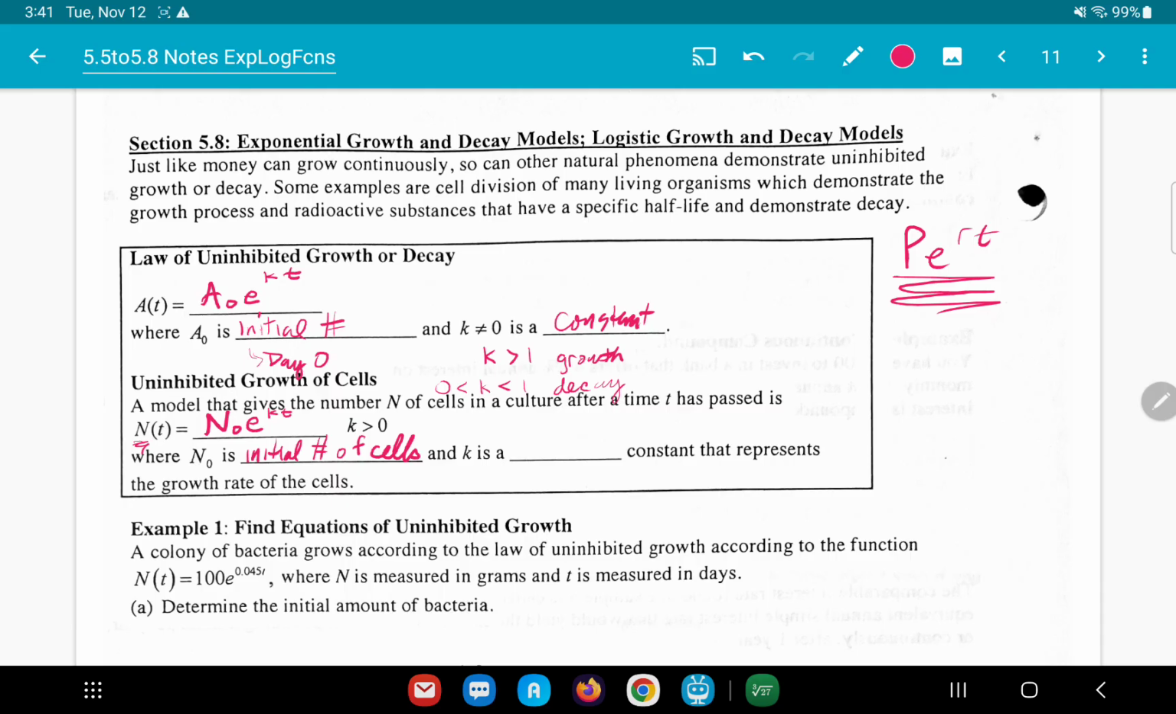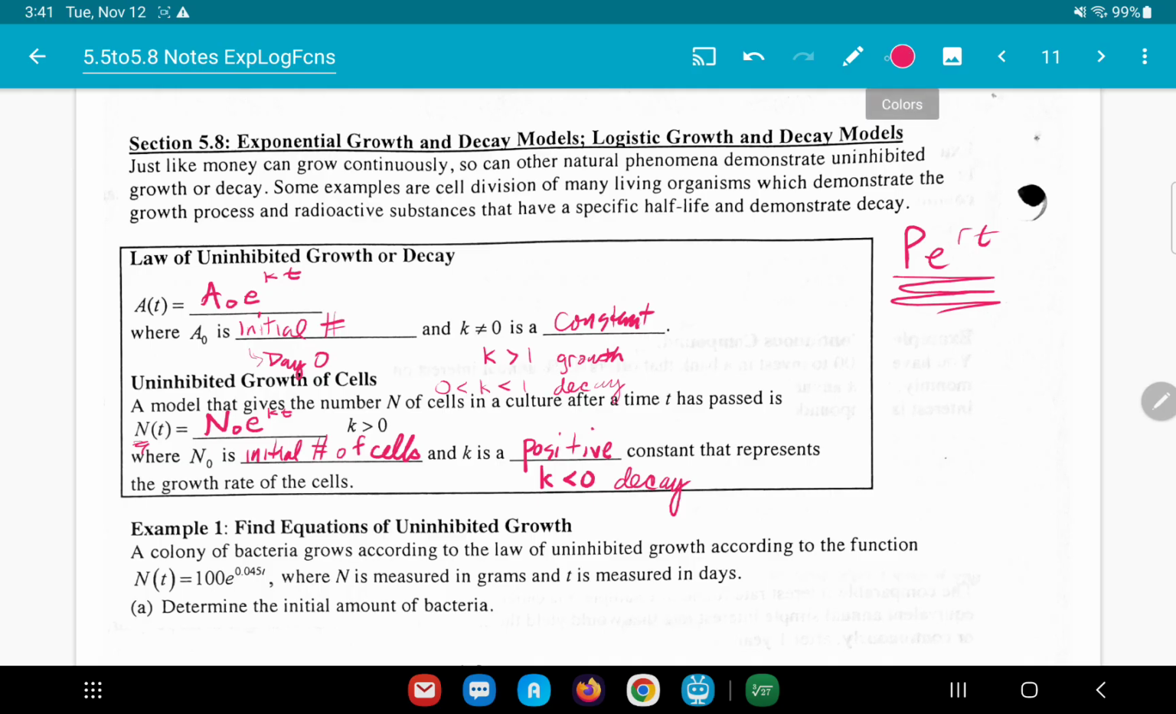And the k value is, again, going to be a constant. And in this case, k is a positive constant. That's right, because k is greater than 0, it represents the growth rate of the cells. If in this particular case k is negative, then you actually have a decay function yet again. Okay, so just keep in mind those properties there.